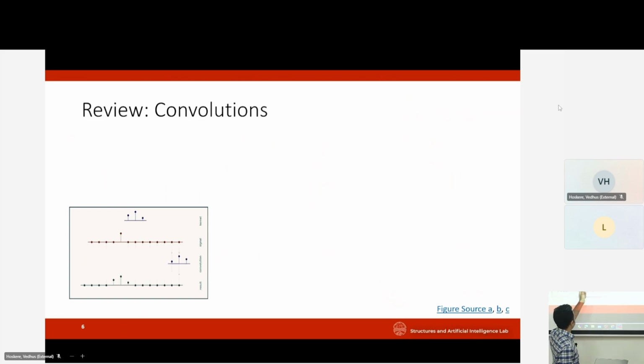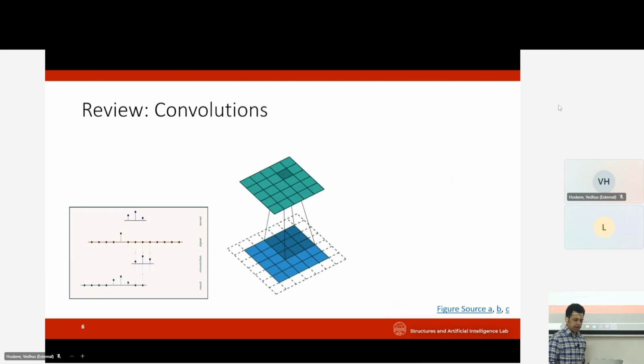But in any case, you have a signal and then you have your convolution and you have the result. And similarly, you can do this in 2D. I have my kernel, which is the gray transparent square, which is moving across the image, which is the blue square, and then I have my result, which is the green.